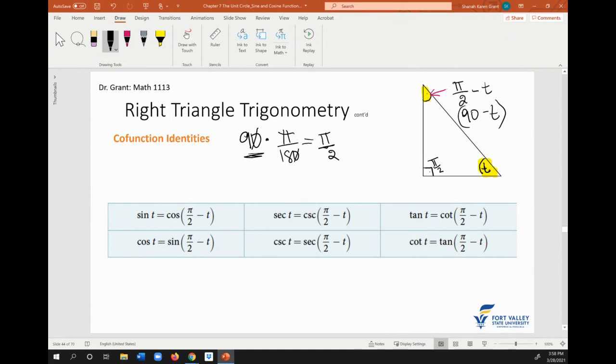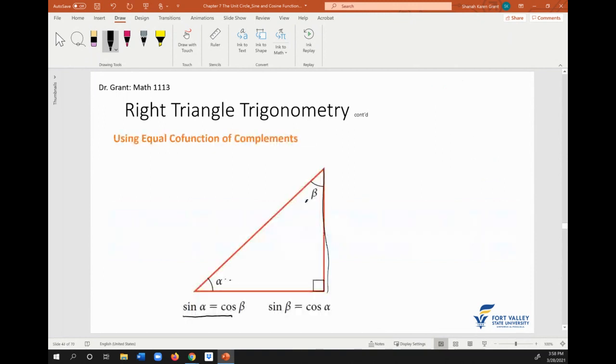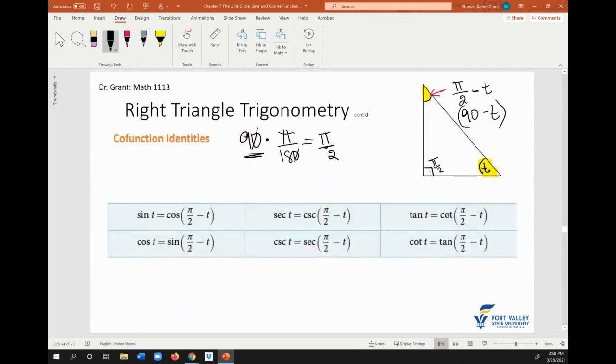So how does this come into play? Well, recall that we just said that if you have a triangle in this form, a right triangle, then sine of alpha is cosine of beta, the opposite angles. Well, sine of t is going to be cosine of pi over 2 minus t, which is seen here. Cosine of t is going to be equal to sine of pi over 2 minus t. And we also have the other sets of cofunction identities.